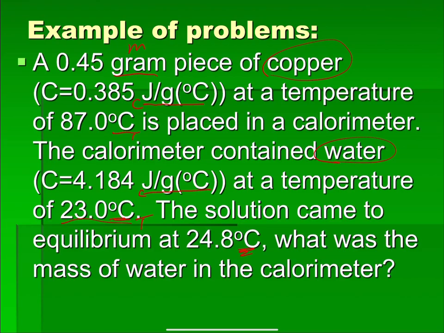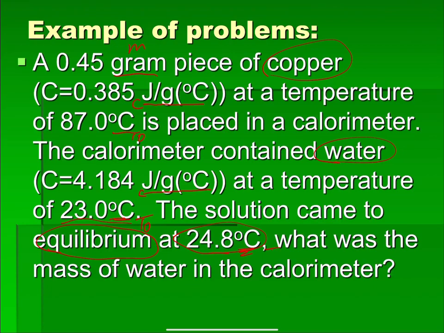So a 0.45 gram piece of copper, so we know that's the mass of copper, and it gives us the heat capacity of copper at a temperature of 87 degrees. So that's our initial temperature, right? The copper starts at 87, and is placed in a calorimeter. The calorimeter contains water with a heat capacity at a temperature of 23.0 degrees Celsius. So that's the initial temperature of the water. The solution came to equilibrium, right? This is that thermal equilibrium, so they're the same temperature.